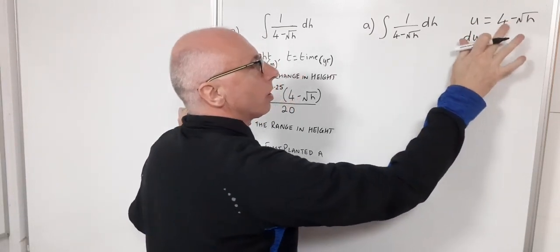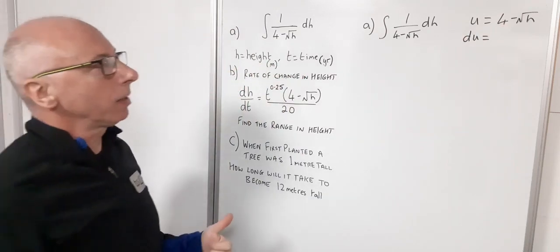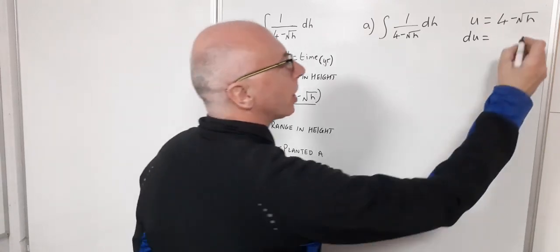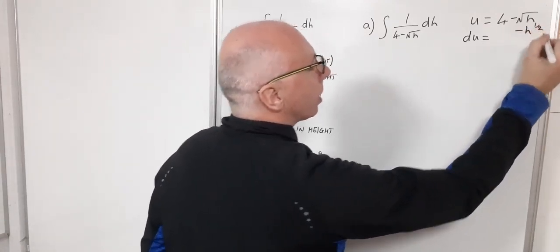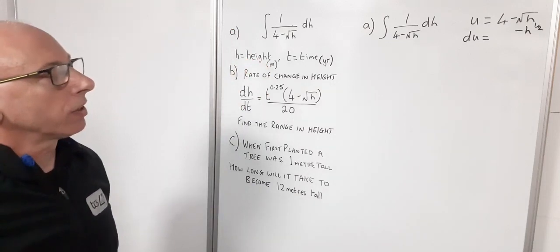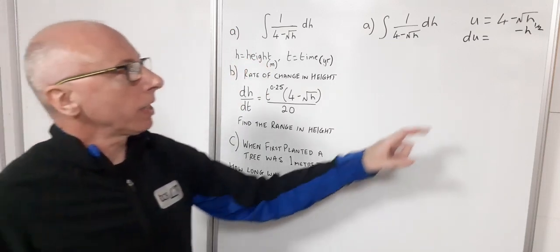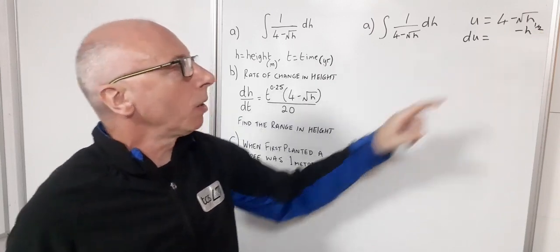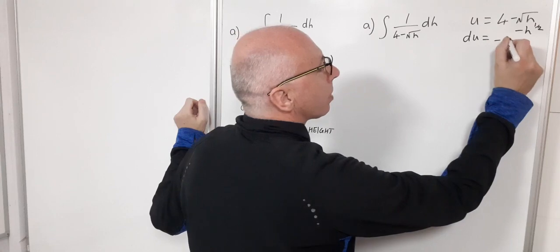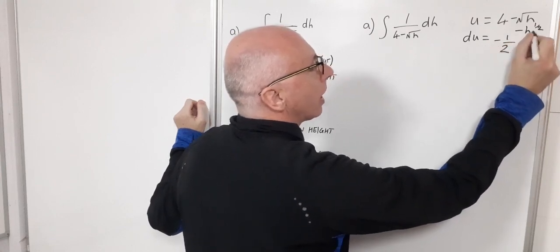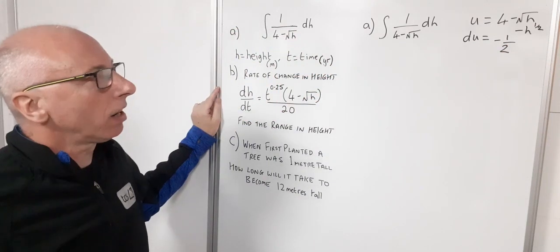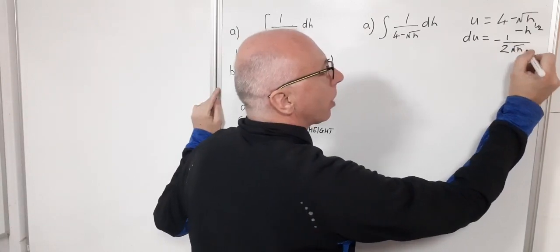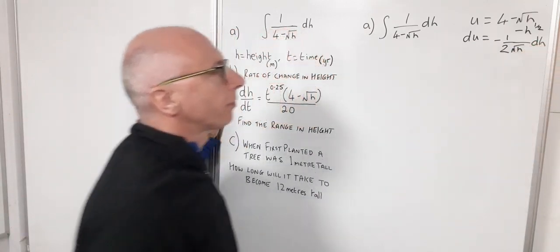So let's take the derivative of this. So du equals, well, the derivative of a constant is always 0. Now we want the derivative of minus root h. Well, minus root h is the same as minus h to the power of a half. So when we take the derivative, we multiply by this power out the front and then reduce that by 1. So that gives us minus 1 over 2, and then reduce the power by 1, we get h to the minus a half, which is just the square root of h in the denominator. So that's the square root of h in the denominator, and that's our dh.